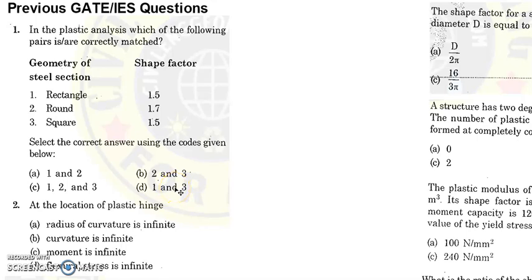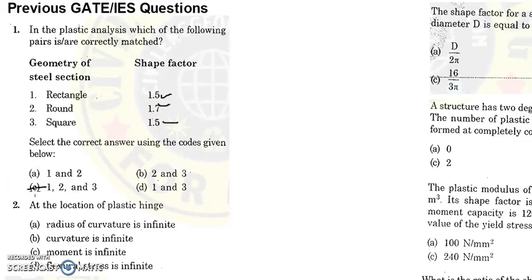Hello everyone, so let's start today's session and we'll take up the previous GATE and IES questions and solve them, so it will give us more clarity. So let's start. The first question: in plastic analysis, which of the following pairs are correctly matched? Geometry of steel section, shape factor: rectangle is 1.5, so that is correct. Round it is 1.7, square it is 1.7, so the answer is C.